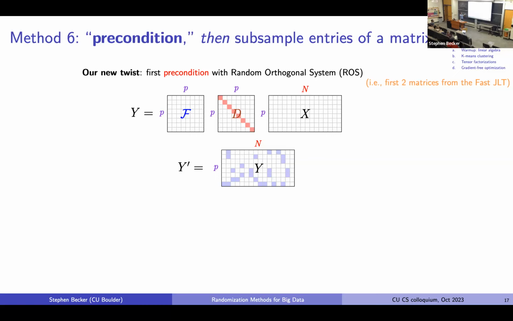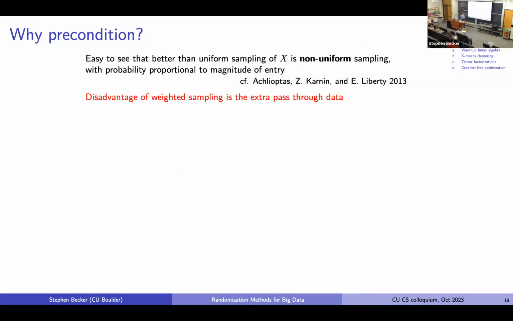We're going to first apply that same first two things of the fast Johnson-Lindenstrauss, that D and F. I'm gonna call those preconditioning matrices for now, right? Not preconditioning in the typical linear algebra sense, but in our sense of making things uniform. So I apply those, and then I subsample the entries. Okay. So we're gonna do that. And what's the idea? Same idea as in the fast Johnson-Lindenstrauss.